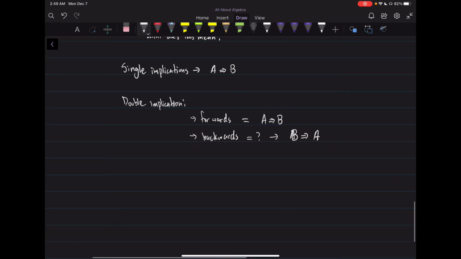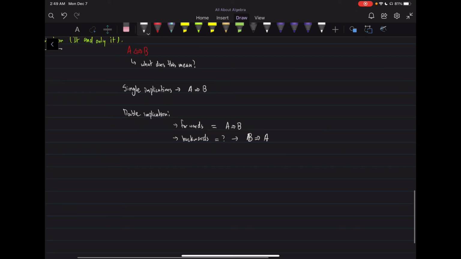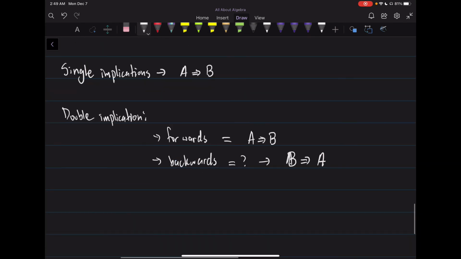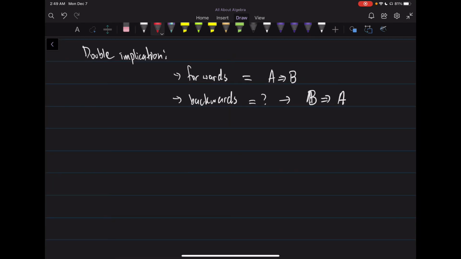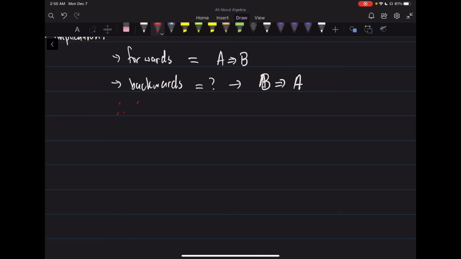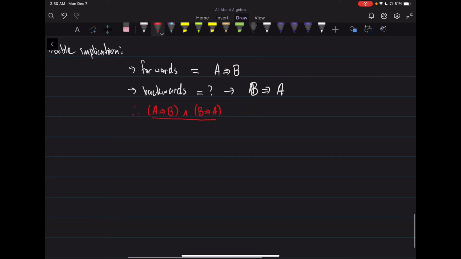Well, if it's a double implication, so I have two implications, how do I put them together? How can I unite them together? Well, here it is. So a double implication, therefore, we have A implies B and B implies A. And that is your double implication, or your if and only if.